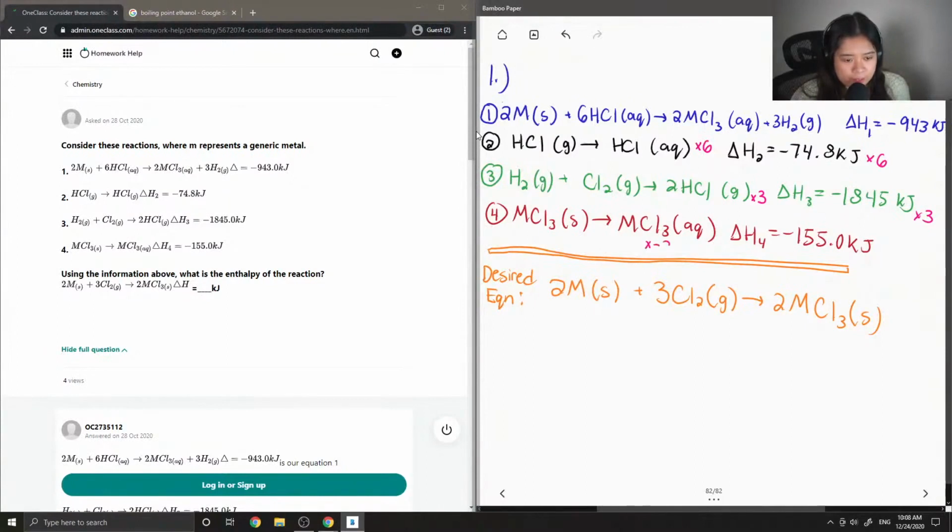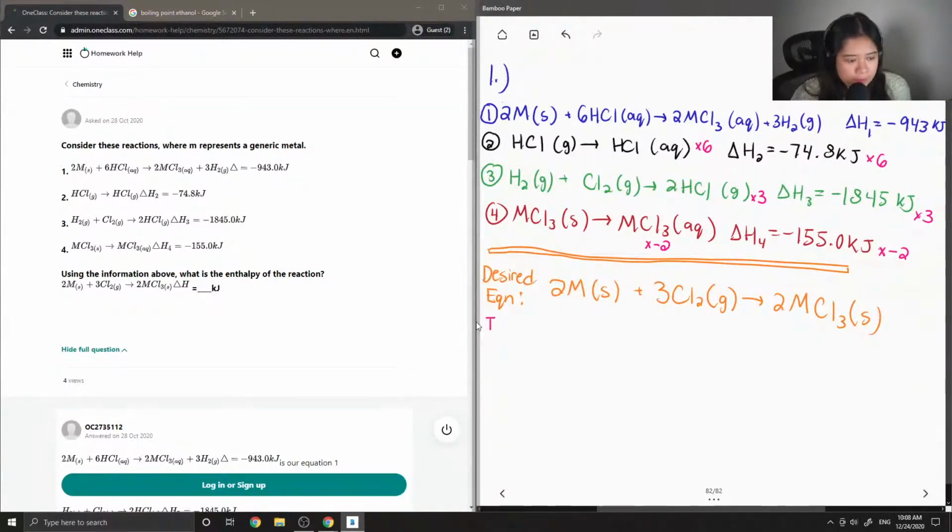By multiplying these reactions by a negative value, this pretty much switches the products and the reactants, so that the products become the reactants and the reactants become the products. And we also need to multiply our delta H4 value by -2 as well.